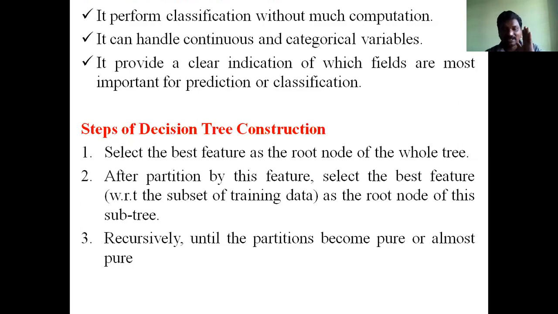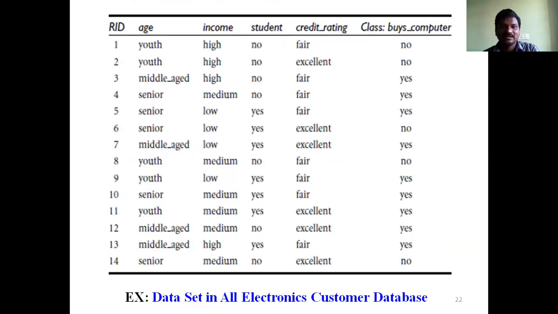Once again, step by step: select the best feature as the root node of the whole tree. After partitioning by this feature, select the best feature for the subtree. Best feature here means you have to identify the internal node. In this way, you have a data set. The data set consists of attributes: age, income, student, credit rating, and then the class, buys computer or not.